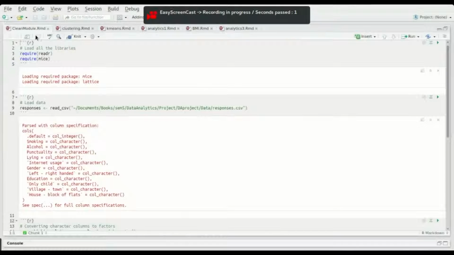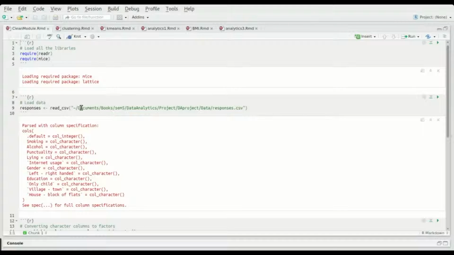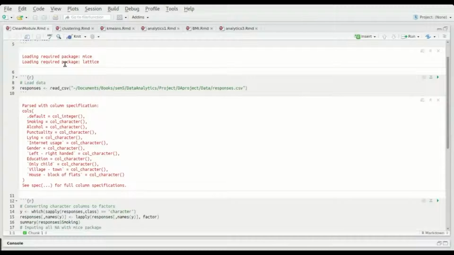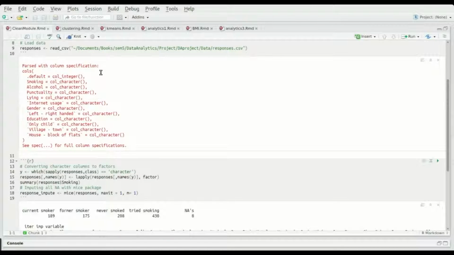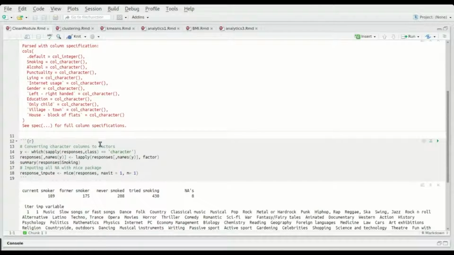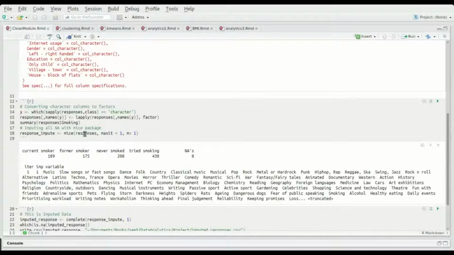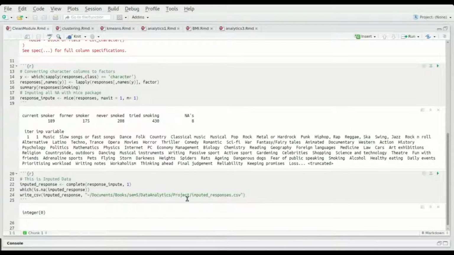This file clean module contains the code for cleaning our raw data. We load our raw data and use the mice package to impute all the missing values present in our raw data. After imputing these values, we write the final output to another file known as imputed_responses, and this is the new pre-processed data which we use for further analysis.